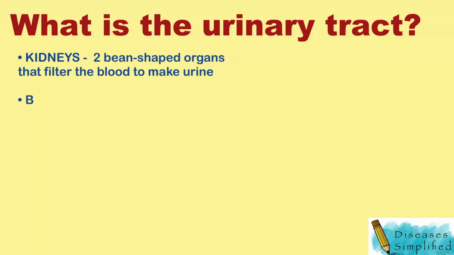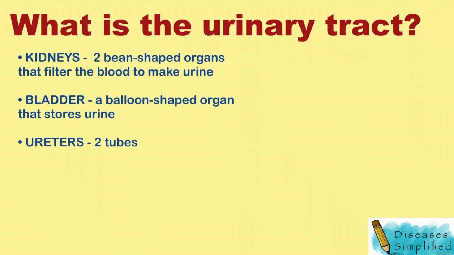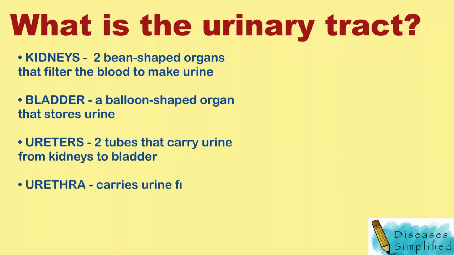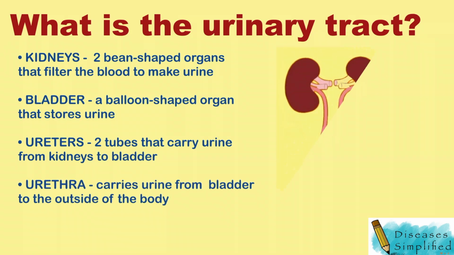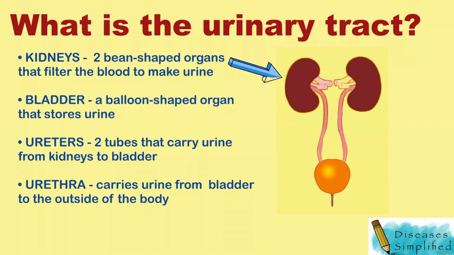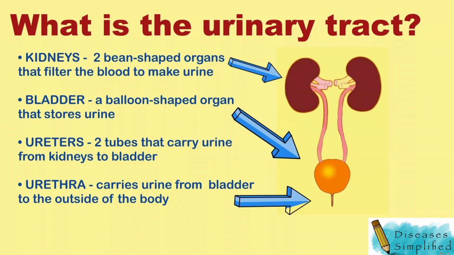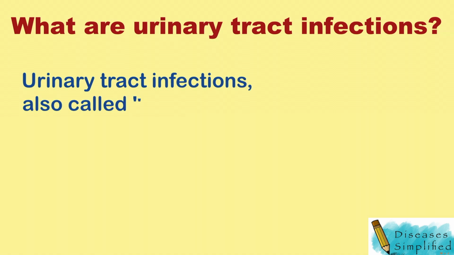The urinary tract includes the kidneys, the bladder, ureters or tubes that carry urine from the kidneys to the bladder, and urethra, the tube that carries urine from the bladder to the outside of the body. What are urinary tract infections?